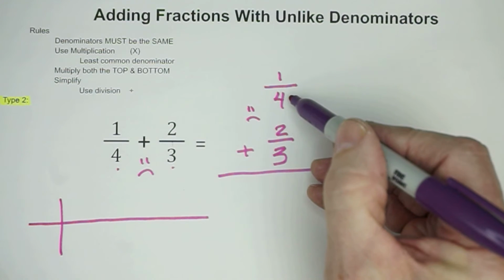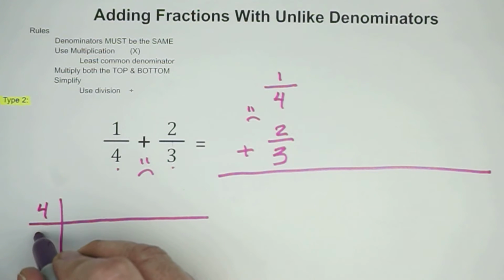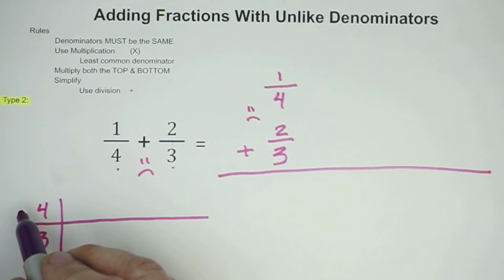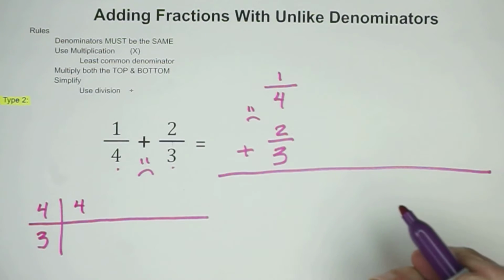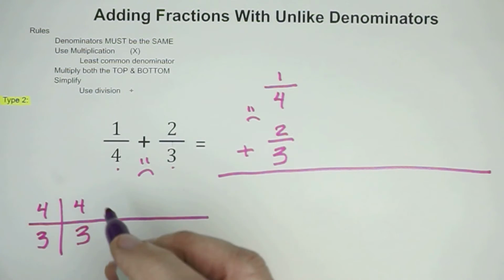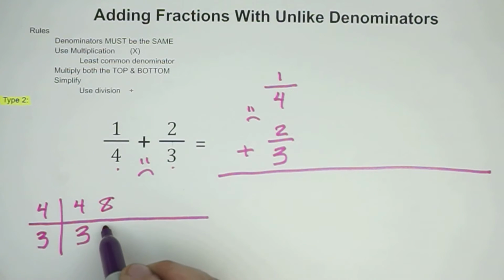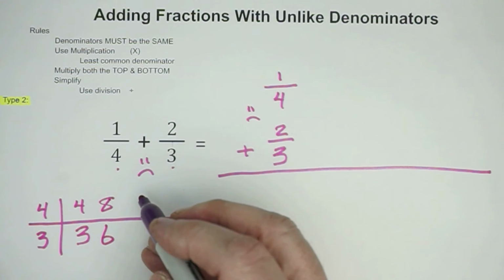And we're going to use our fourths and our thirds, our denominators. It doesn't matter which order. You can do that either way. So I'm going to do multiples. 1 times 4 is 4. 1 times 3 is 3. So that's not the same. So let's try 2 times 4. 2 times 4 is 8. And 2 times 3 would be 6. So far, no common denominators yet.